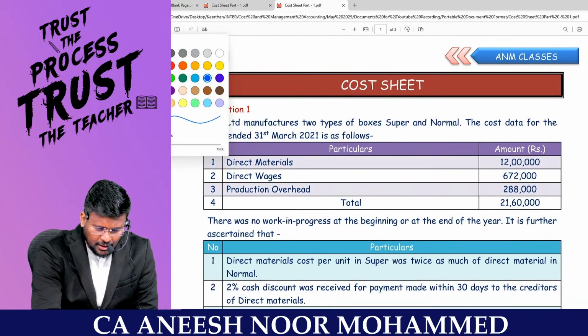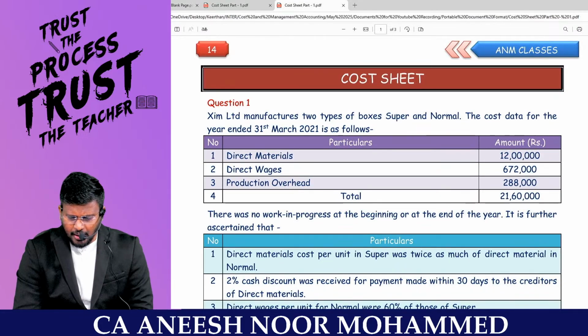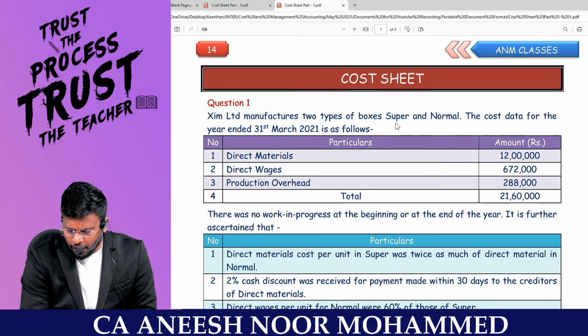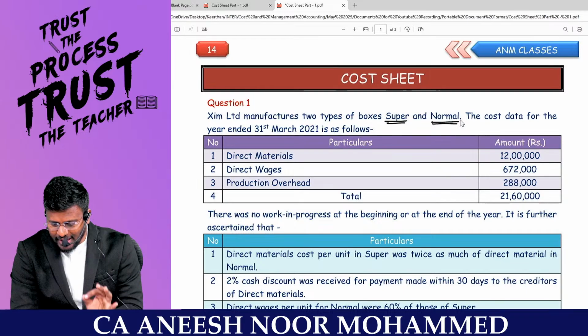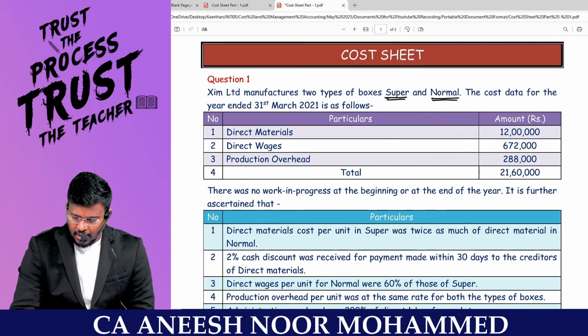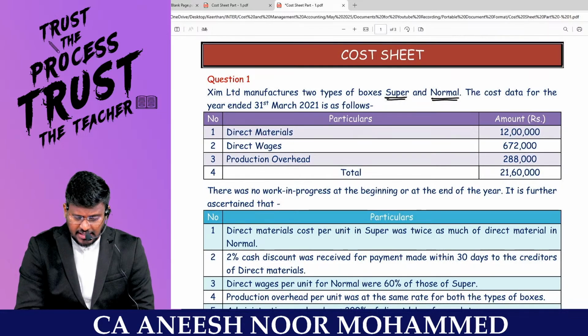I'm going to read question number 1 from the cost sheet. Zim Limited manufactures two types of boxes. One is super and the other is normal. So this company is manufacturing two products. The cost data for the year ended 31st March 2021 is as follows.